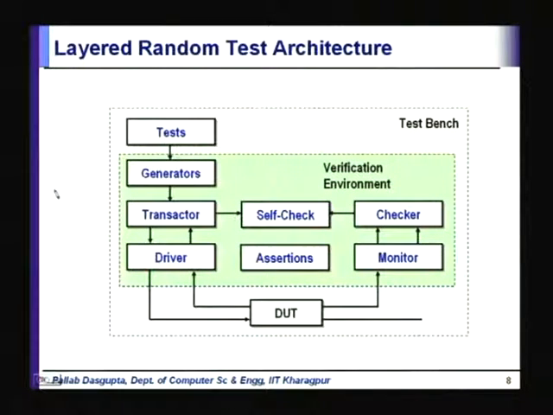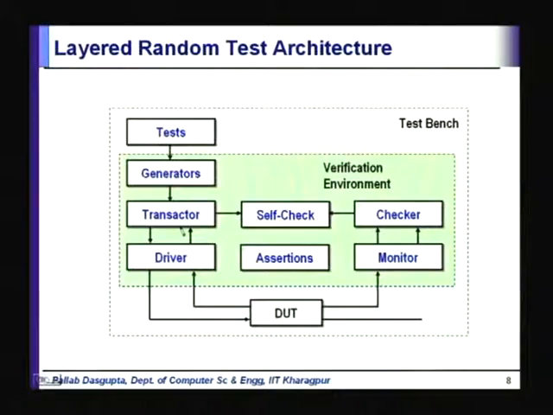Now let us see how we build a layered random test architecture for the APB. Just to recap, these are the layers that we talked about. The driver layer is the one which is actually driving the signal. That is the absolute lowest layer, the signaling layer, where the actual signals are being toggled. And then there is a sequence in which those signals will have to be toggled, like PENABLE going up, PSEL going up, then in the next cycle PENABLE going up. So this sequencing is done by the transaction layer.